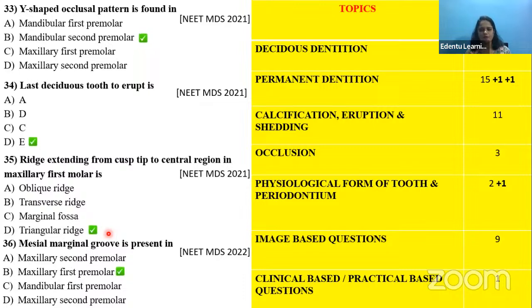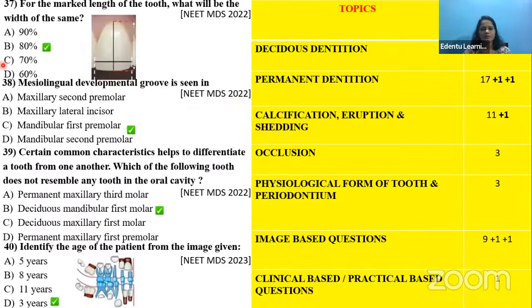Like I already mentioned, you must be thorough with your basics of dental anatomy for answering such questions. Now, mesial marginal groove is present in the maxillary first premolar. Again, a permanent dentition question. Now, again, image-based questions. For the marked length of the tooth, what will be the width of the same? Okay, like 80% of the width will be there.